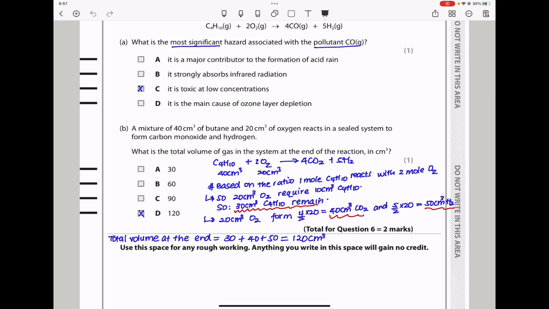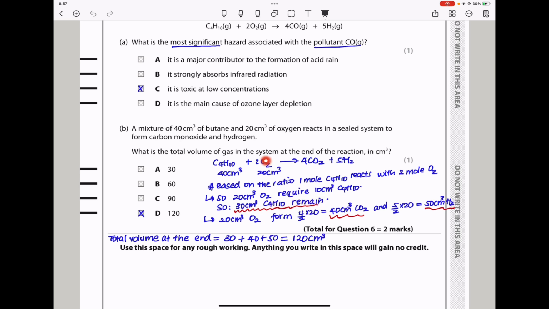When we look at the mole ratio, they should react in a ratio of 1 to 2. Meaning 20 centimeters cubed of oxygen should require 10 centimeters cubed of butane. However, we have 40. It means 30 centimeters cubed of butane will be in excess, and therefore they will not react. So it means at the end, these 30 centimeters cubed of butane are going to contribute to the total volume of gas present. So I wrote them here.